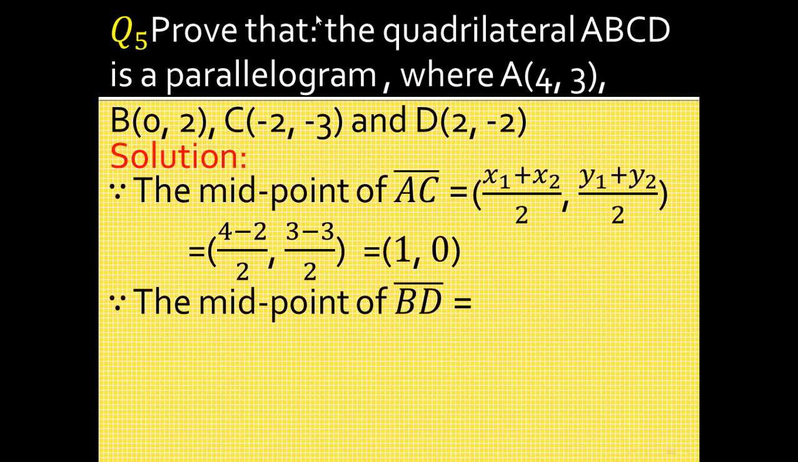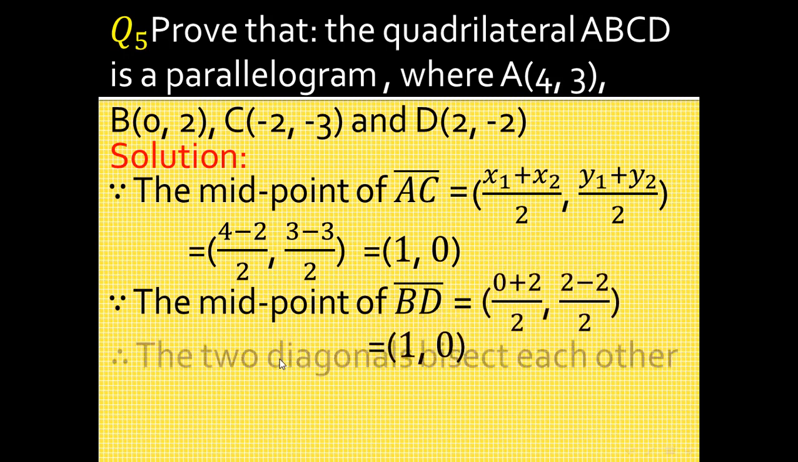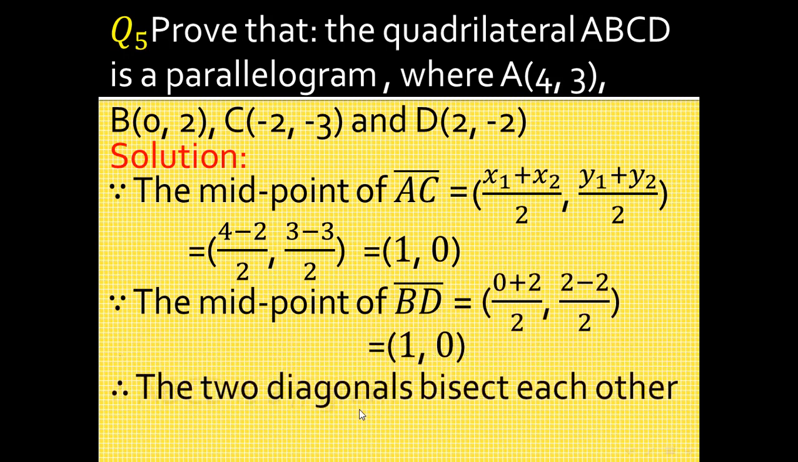Midpoint of AC, we have A and we have C. Then we use the rule as we said. The midpoint of AC equals (1, 0). Midpoint of BD equals (1, 0). Then the two diagonals bisect each other. This means the quadrilateral ABCD is a parallelogram.